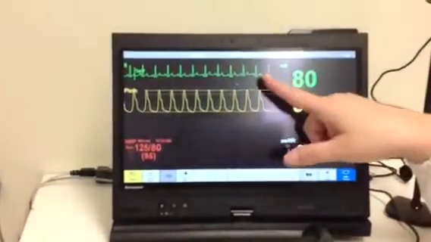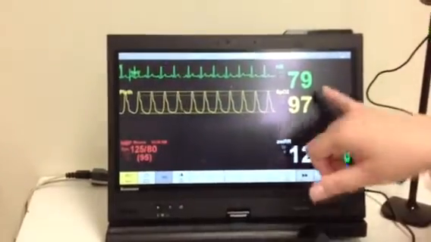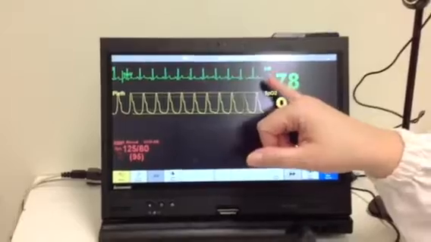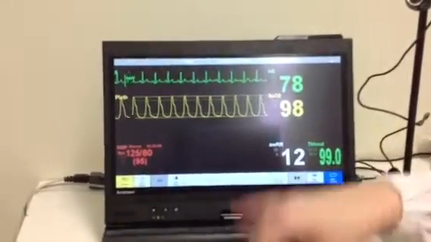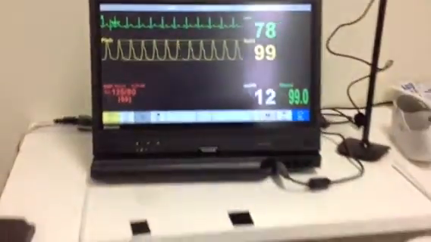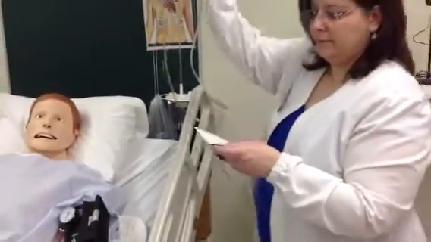Okay. I touched this and it gave me an EKG. Okay, this tells me what his heart rate is. However, we're in a training mode right now. During a simulation, in order for that to come on, you need to get your leads that go on the chest.